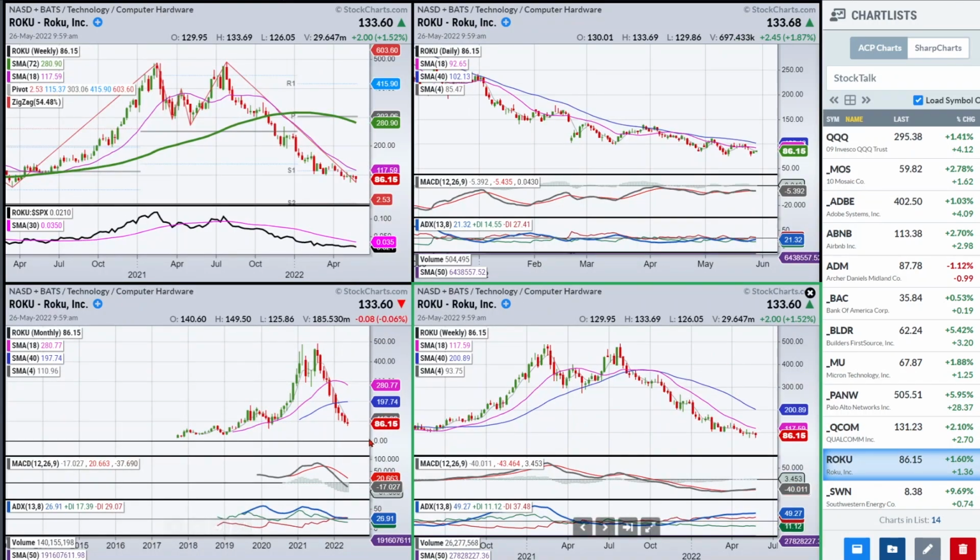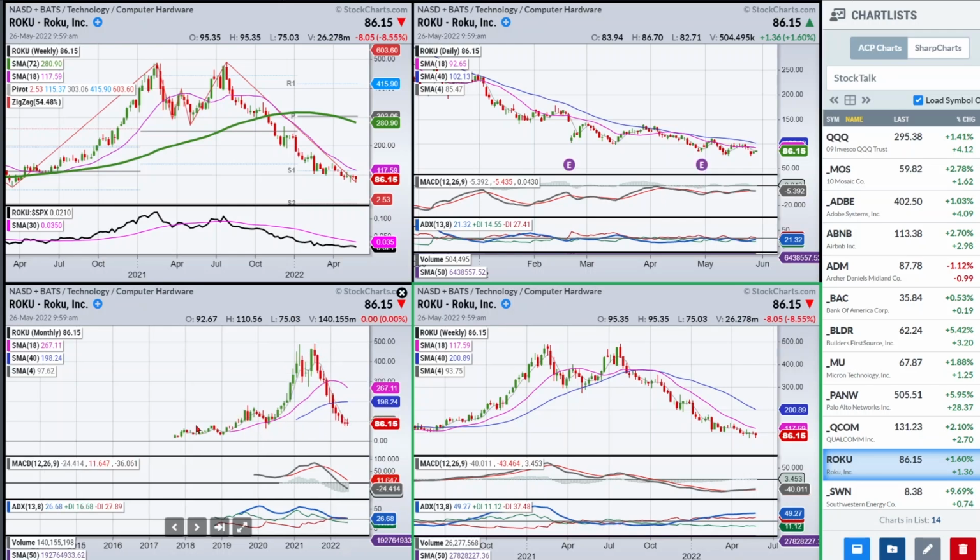Okay, on Roku, we've gone full cycle. You see how this went all the way up to 500. Now it's all the way back to the original kind of breakout area. Now, a lot of velocity to the downside, didn't take a breather all the way. Look at all the red bars all the way down on the monthly chart. But notice what's taking place on the weekly.